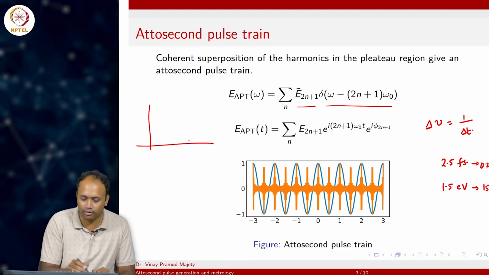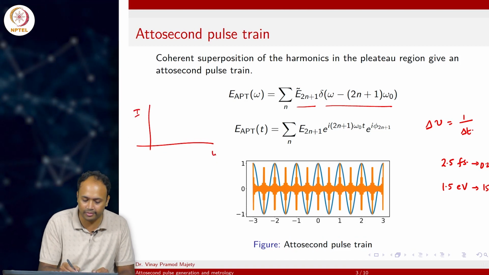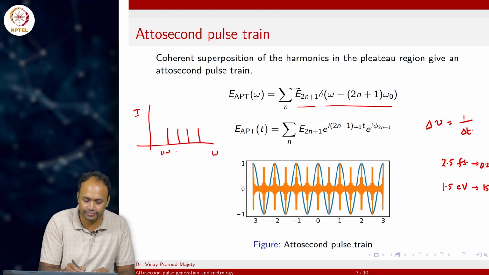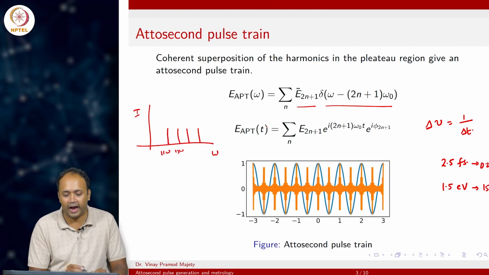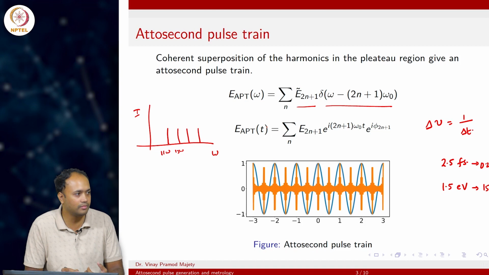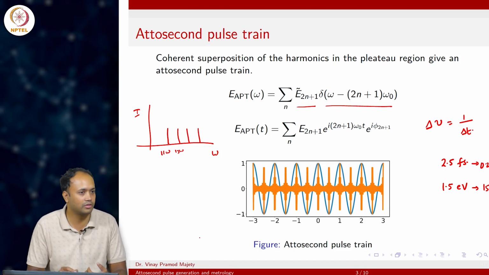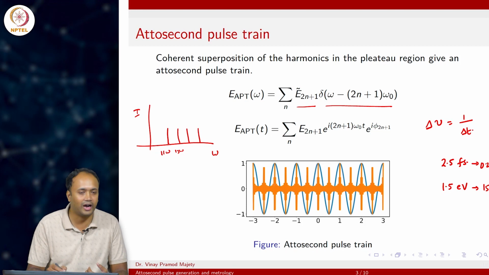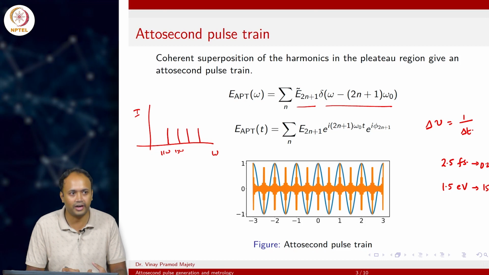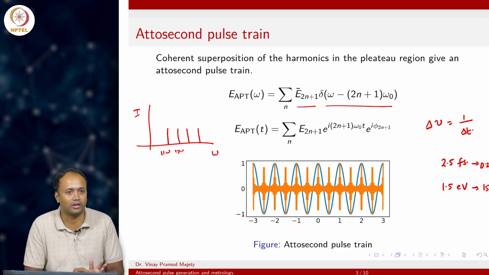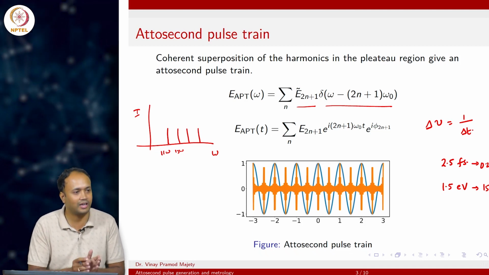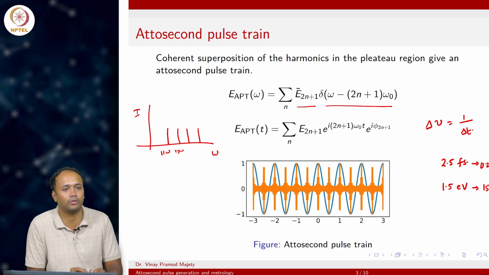So, my Fourier transform is something like the intensity with respect to omega. I have lines at 11 omega, 13 omega, and so on. Now, I add up all of these and look at what this looks like in the time domain. It will turn out that you have these kind of short pulses. For each half cycle, I have a burst of attosecond radiation. If I want to link this back to that classical model, those trajectories from 0 to pi by 2, which is within half of a half cycle, are the ones that would recombine.